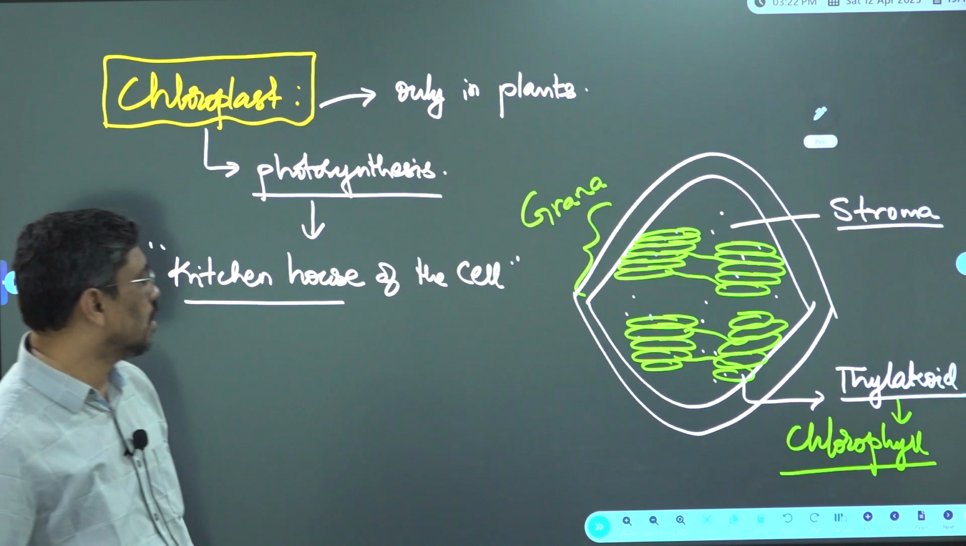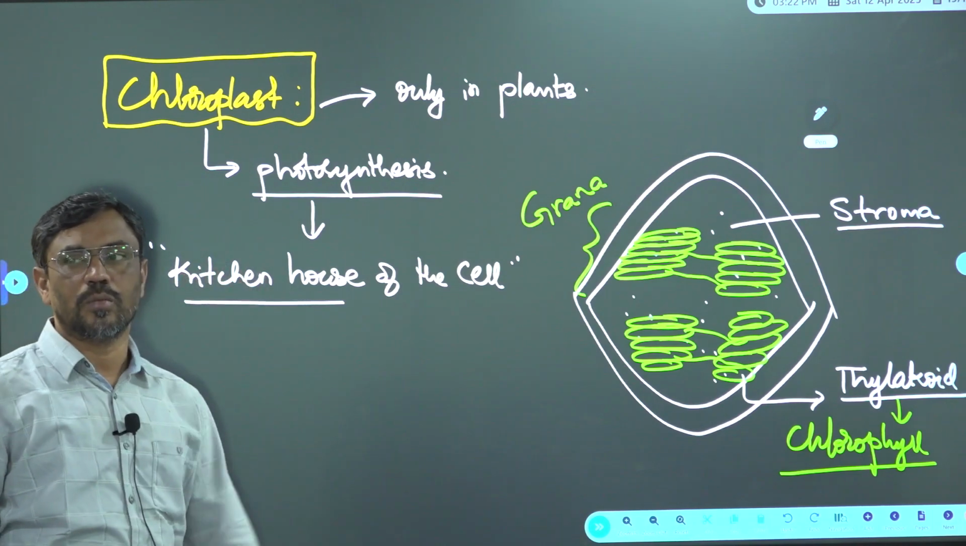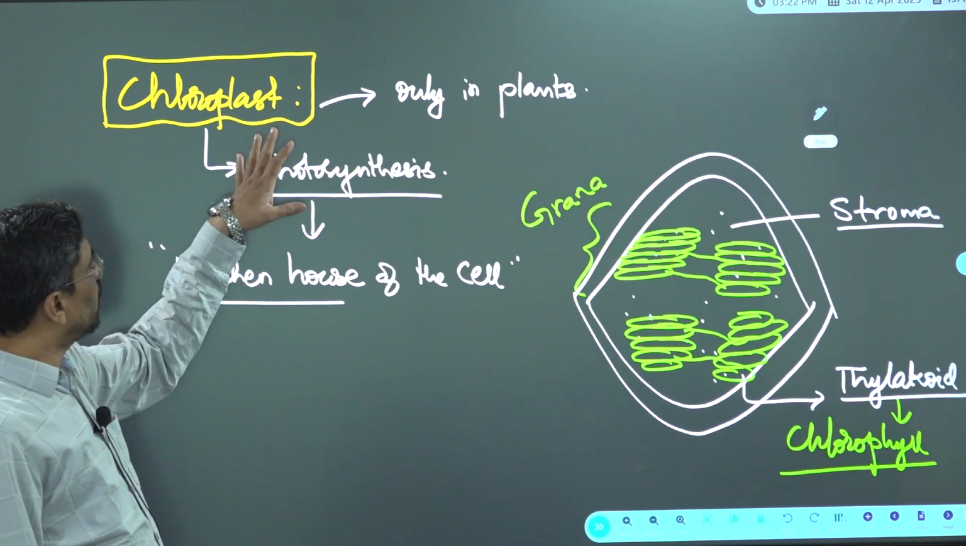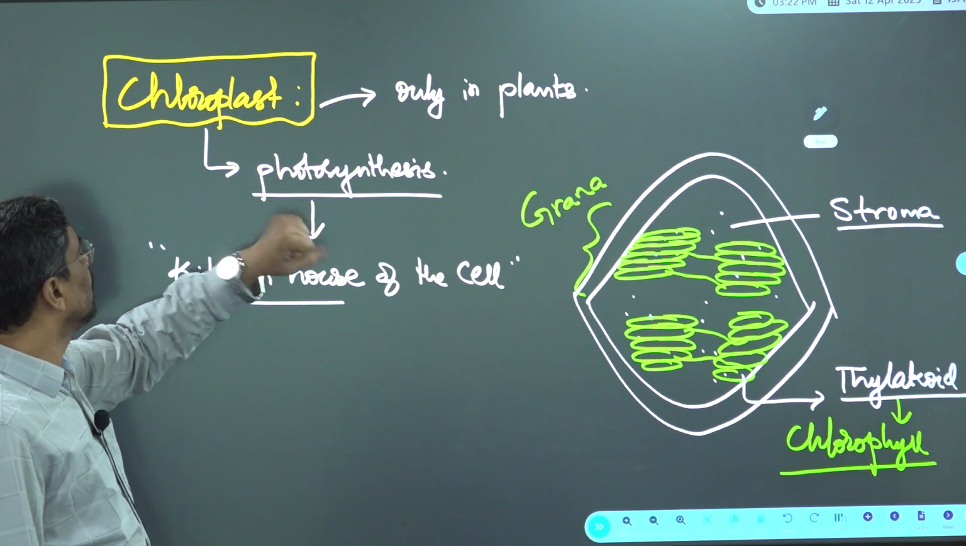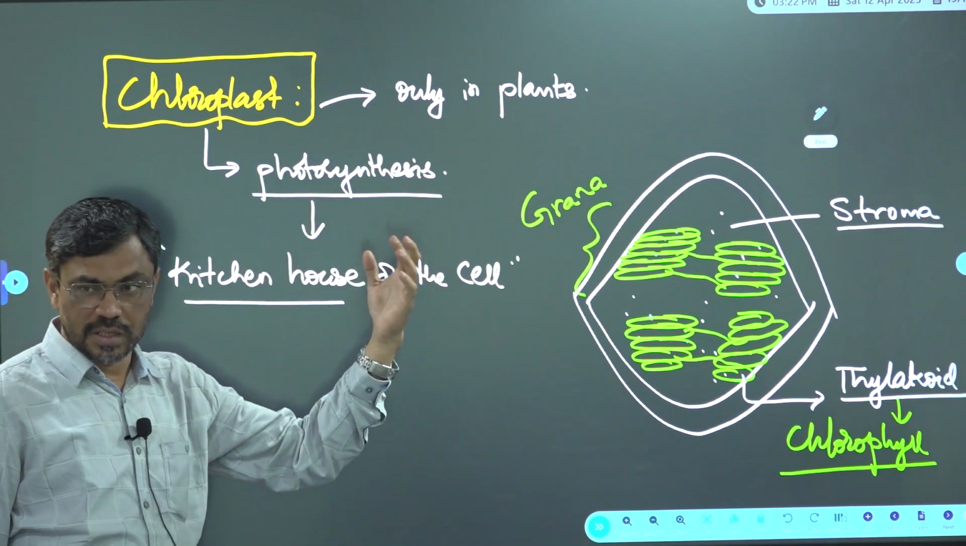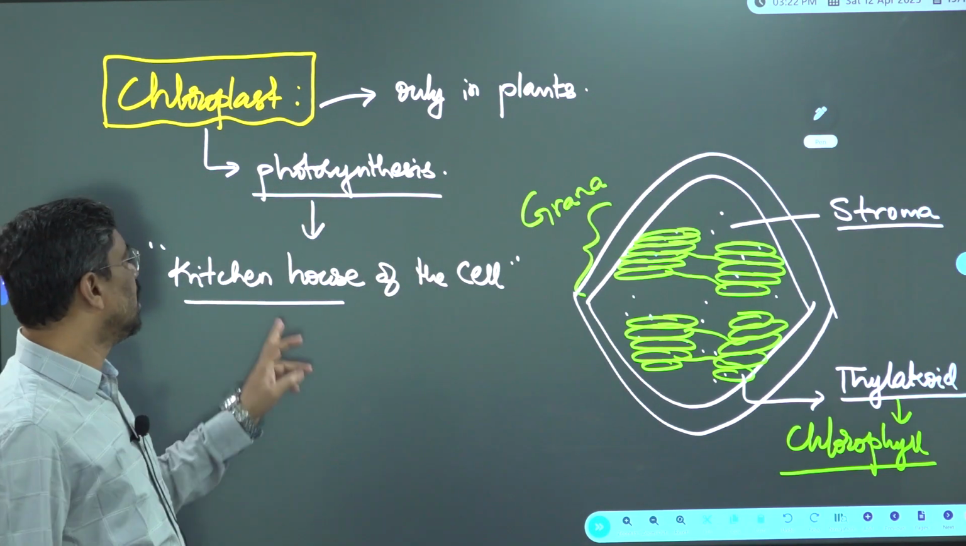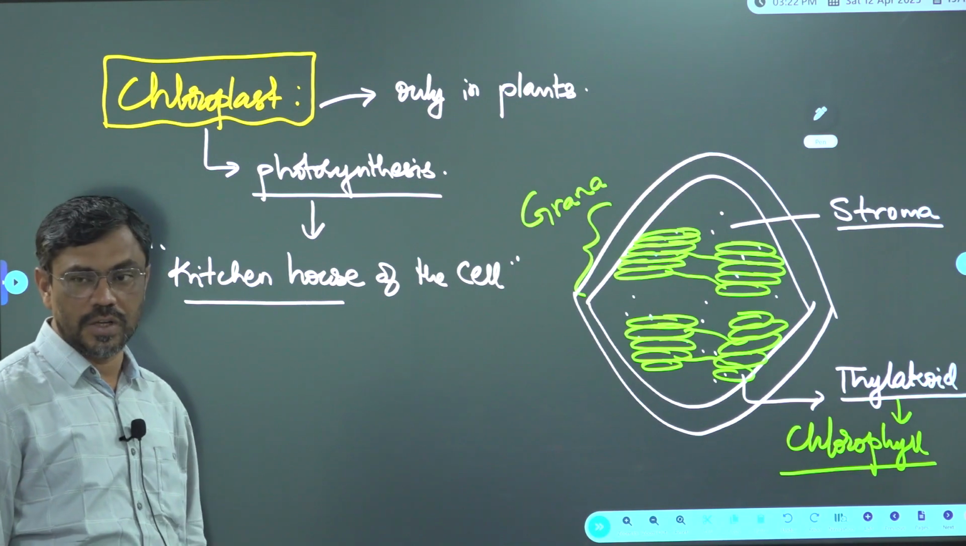Green colored pigment called chlorophyll is present. So this is the structure of chloroplast. Chloroplast is present only in plants. It is required for photosynthesis. It is involved in the photosynthesis process. It is called the kitchen house of the cell.